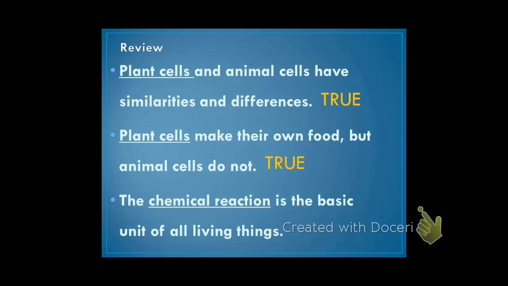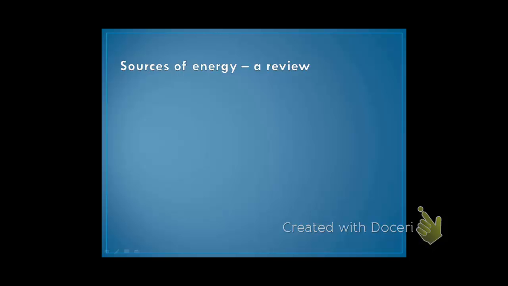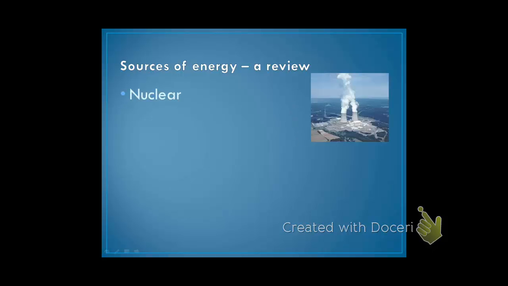The last statement says the chemical reaction is the basic unit of all living things. That's false. What is it? Cell. The cell is the basic unit of all living things. Very good. Moving on. We need to review energy. Think back to our unit on work and energy. We discussed 5 types of energy. Name one. Nuclear energy. Very good. Name another one. Mechanical energy. Fantastic. Thermal energy.